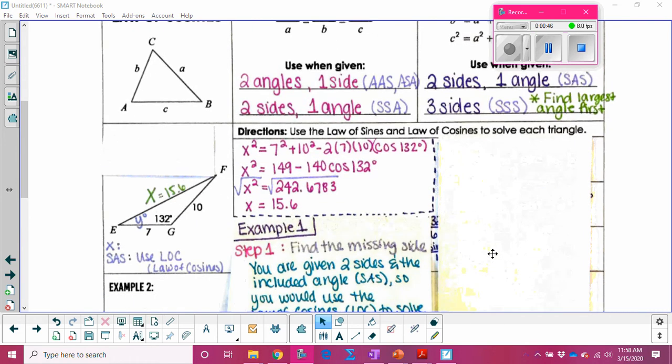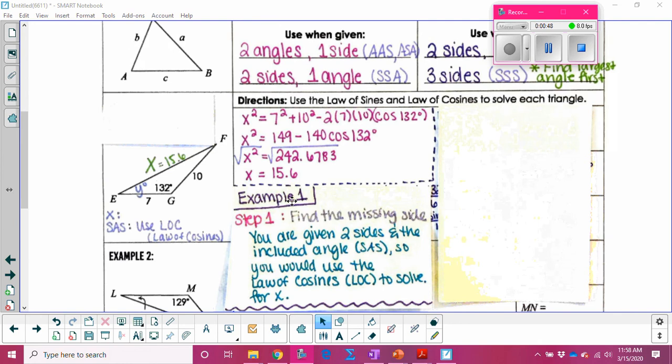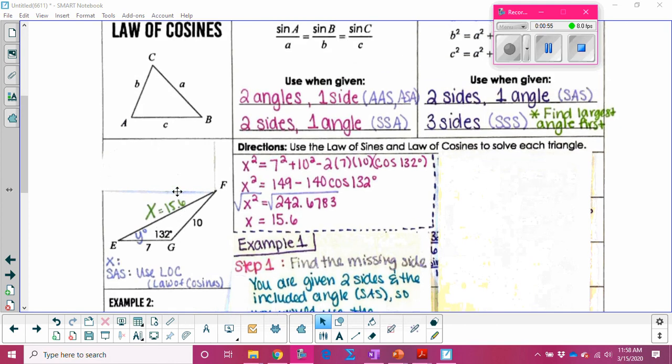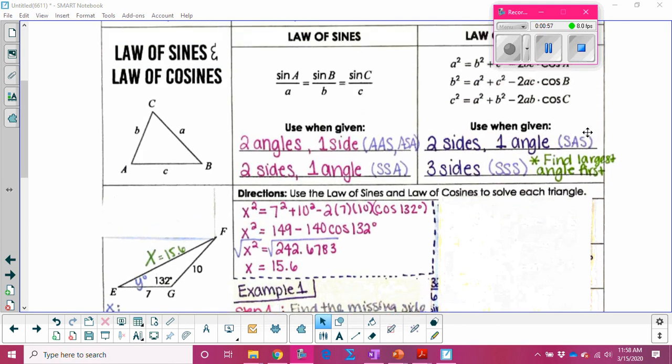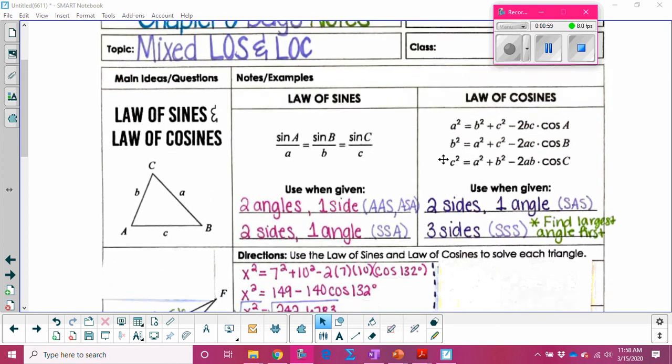Let's look at example 1. In example 1, you're given two sides and the included angle, and you need to find a missing side. That's the only thing you can find next. So if you're given two sides and an included angle, you're going to use the law of cosines.